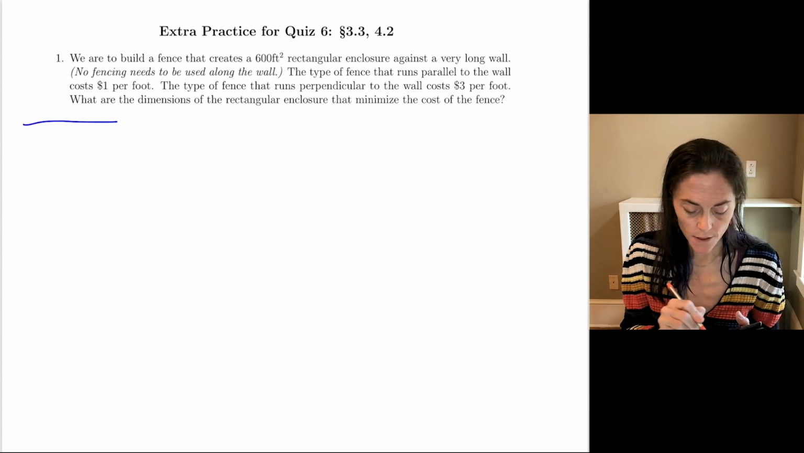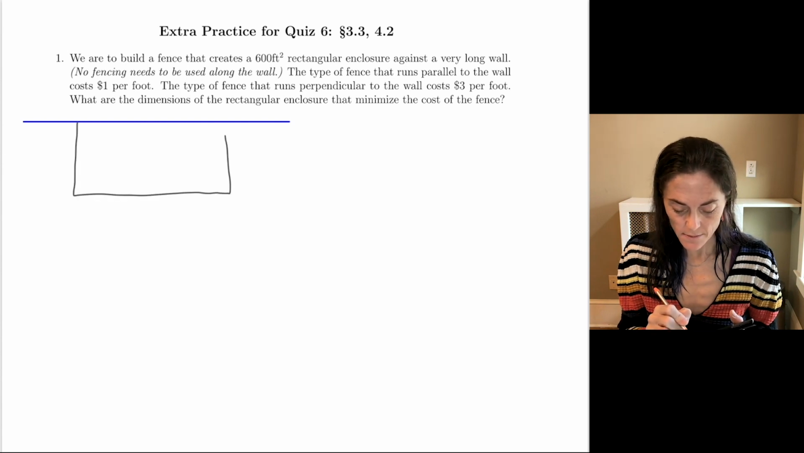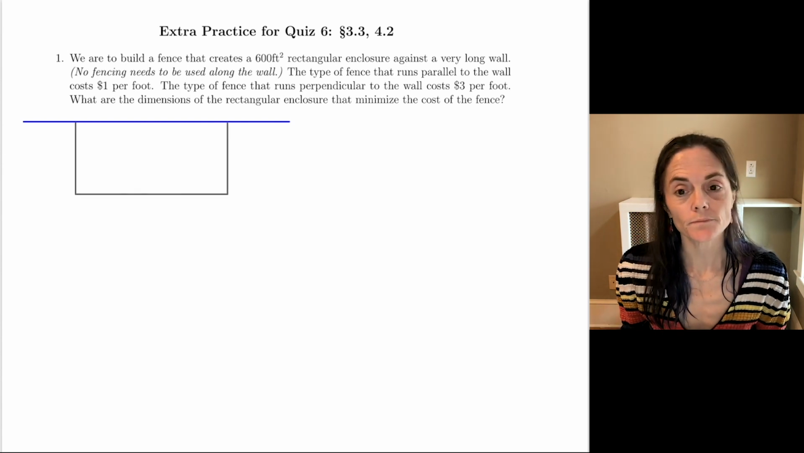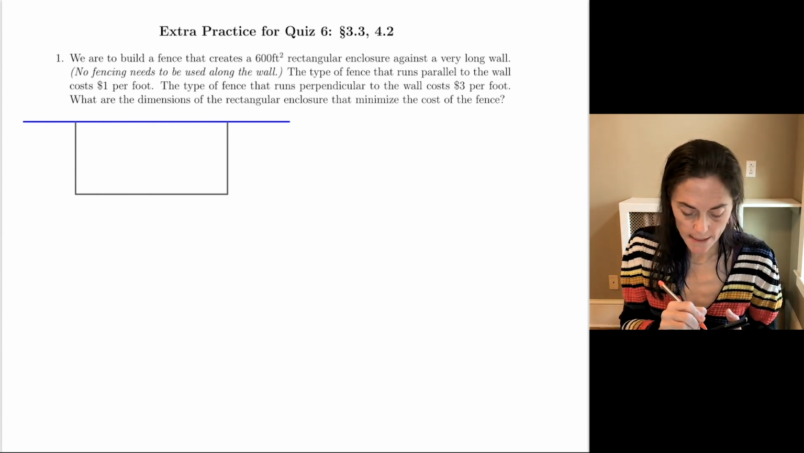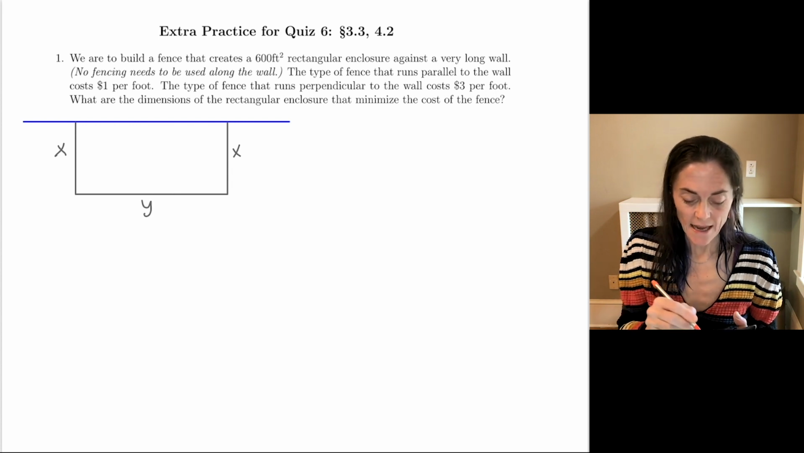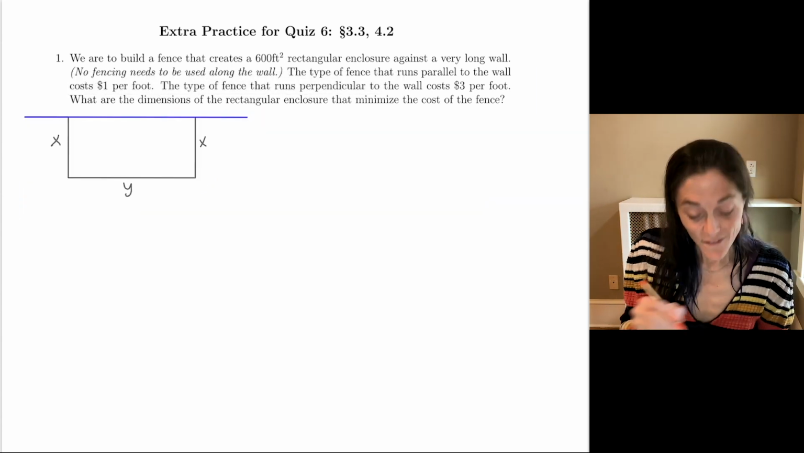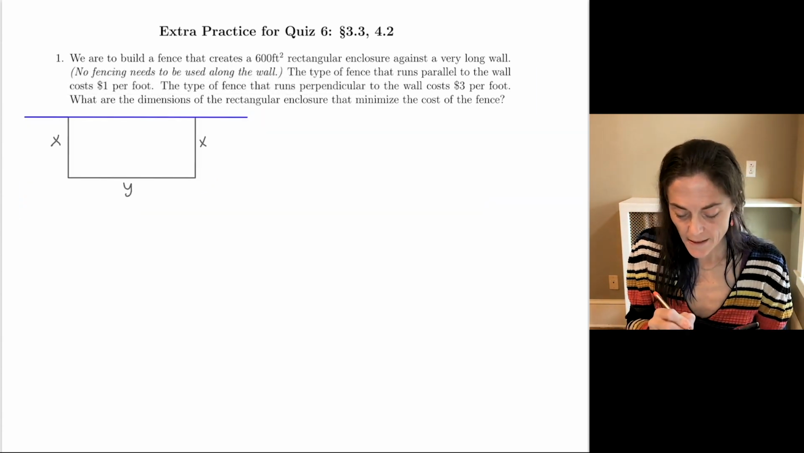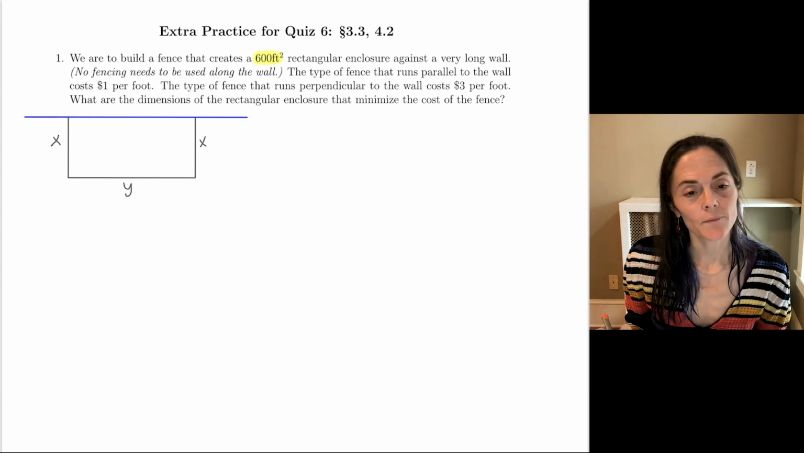Well, let's draw a picture. Here's a wall. And then here will be this fence, like this. Let's start labeling. Say this is X, that would make this X, and that would make this Y. Now, what else are we given in this problem? The very first sentence, in fact, this part, gives us our constraint equation.